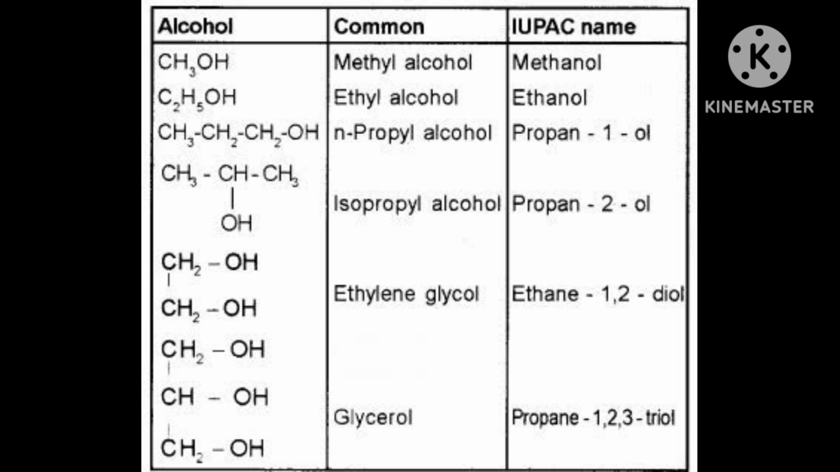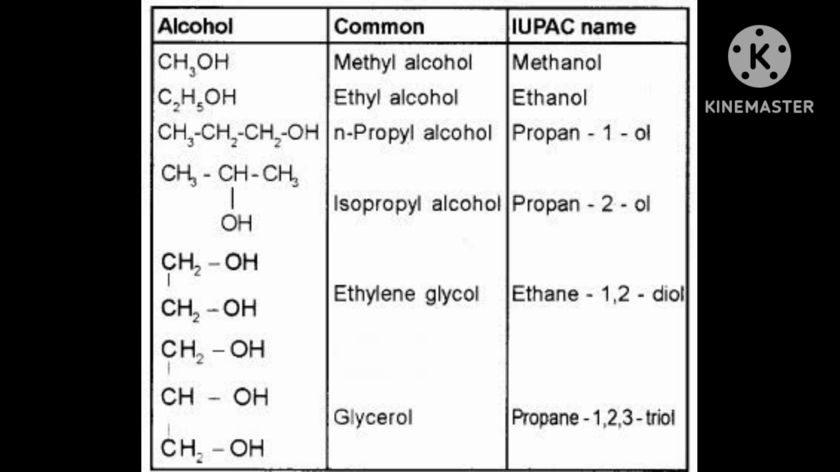Propane 1-ol. When you are writing 1, you put a dash on both sides. Don't write it without the dashes. When you are writing 1, between propane and ol you have to write 1, and before and after 1 you write a small dash.